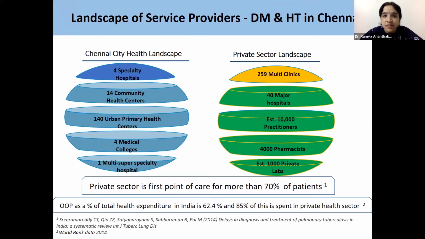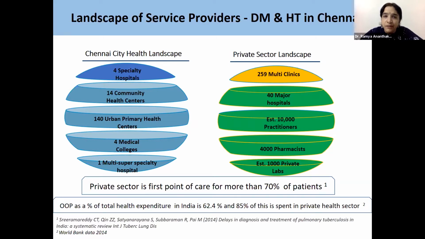So this is the landscape of service providers for diabetes and hypertension in Chennai. You have the public health program, which has hospitals, health centers, primary health centers, and medical colleges, while the private sector landscape involves multi-clinics, practitioners, major hospitals, pharmacists, and labs. And as all of you know, the private sector is the first point of care for more than 70% of patients. This is true not only for TB, but for any communicable and non-communicable diseases.